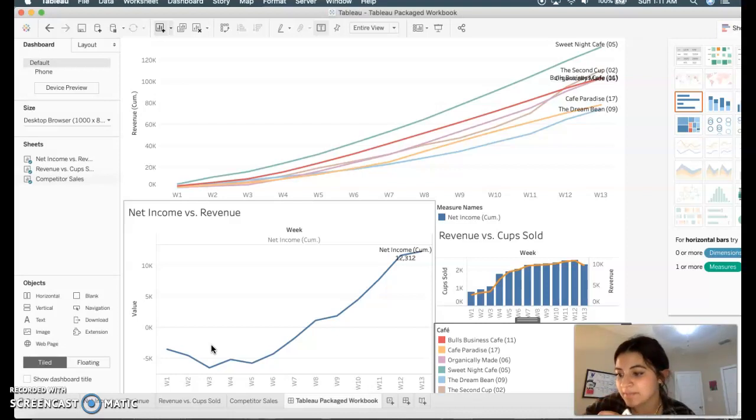So you can see towards the middle of the graph here in the line, our income as a whole begins to increase exponentially. This is due to the purchase of a top-of-the-line coffee maker that we purchased a few weeks after we opened that greatly increased production time and maximized the amount of orders we were able to fulfill.